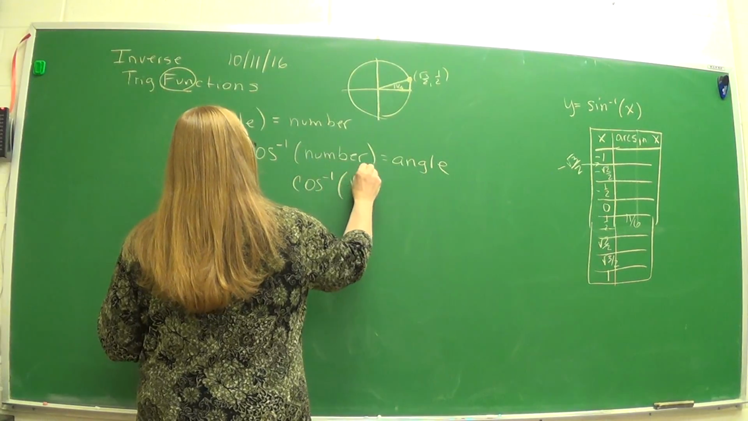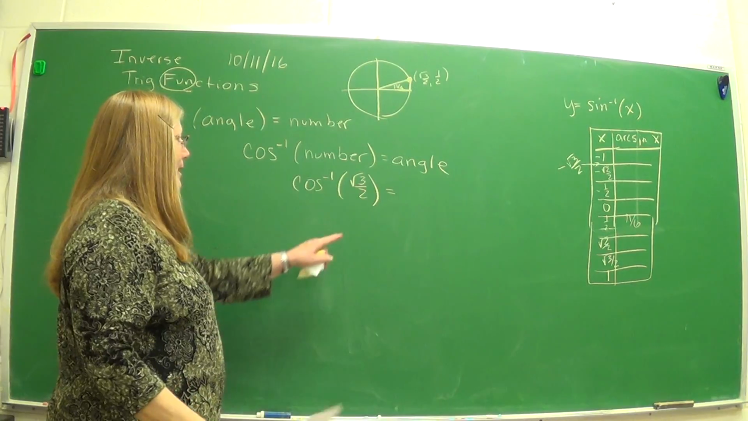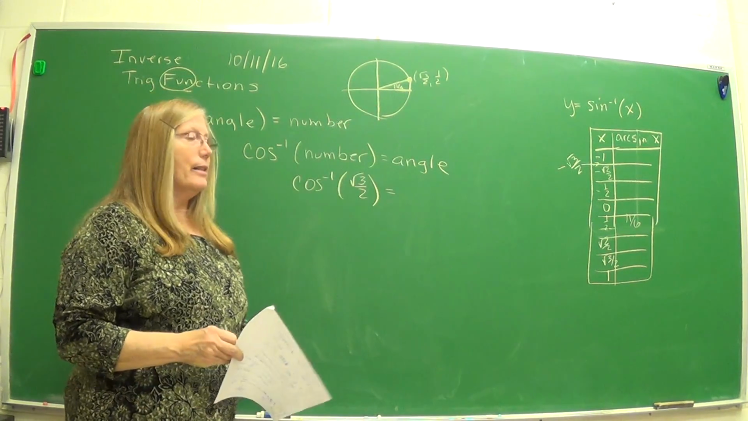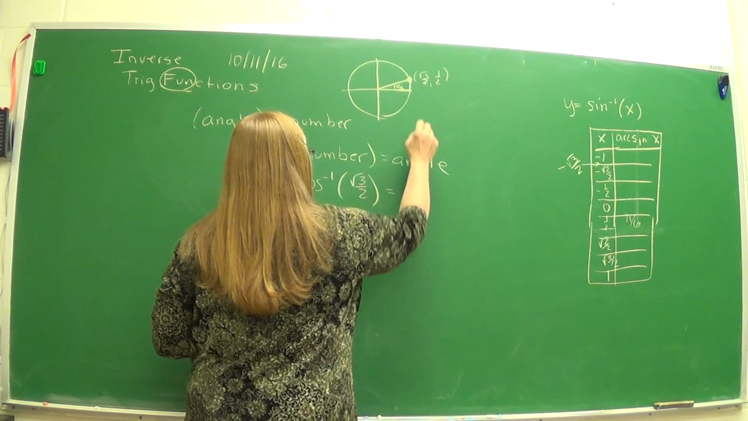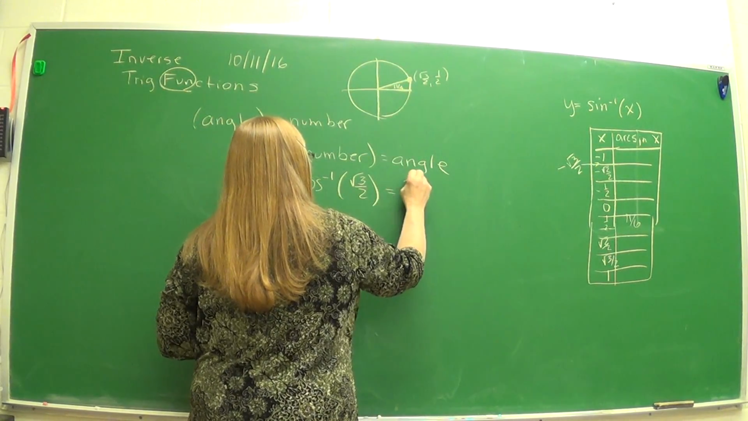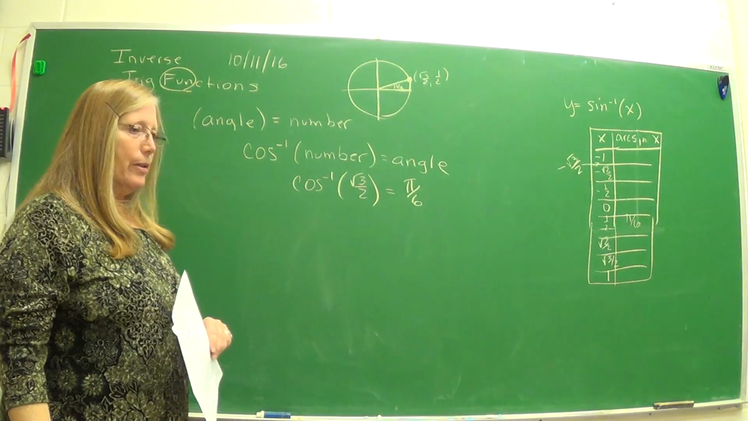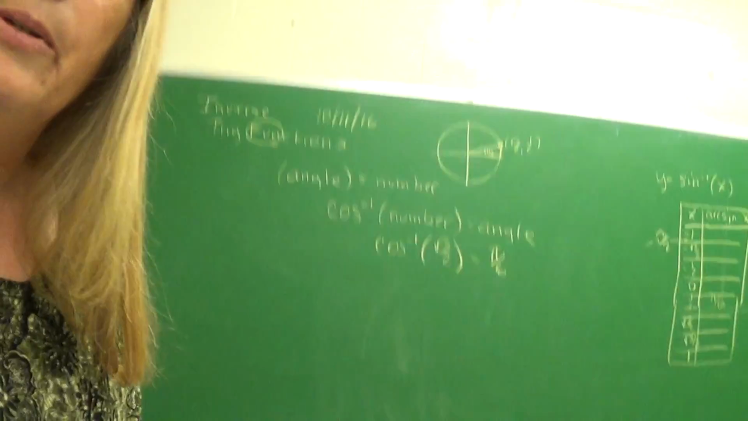For example, let's see if we can do the inverse cosine of square root of 3 over 2. So what angle has this as its cosine? We're going to look up there and see the one I have written there is square root of 3 over 2. So that angle is pi over 6 when the first coordinate is the cosine. Is there another spot where that happens?